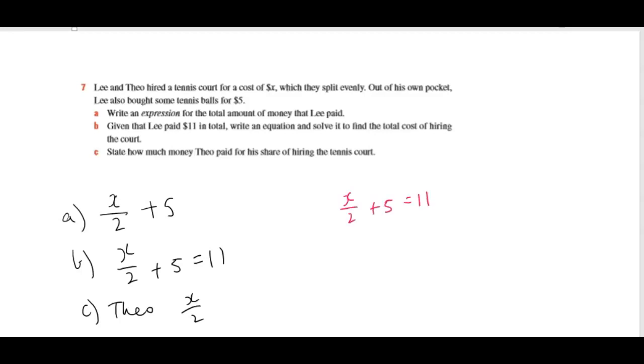So subtract 5 from both sides. Then we've got X over 2 equals 11 minus 5, which is 6. And then multiply both sides by 2. So then we're going to have X equals 12. So if X equals 12, that means Theo has paid half of that, so 12 divided by 2. So Theo paid $6 and Lee paid $11, because remember, he paid $5 more for the balls.